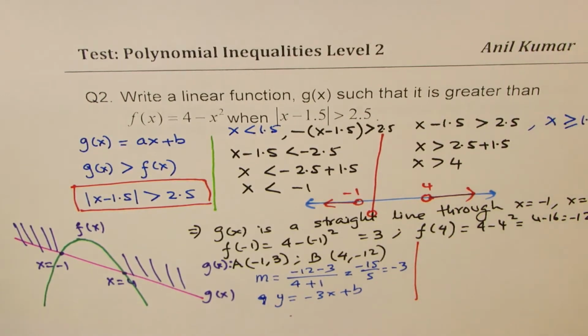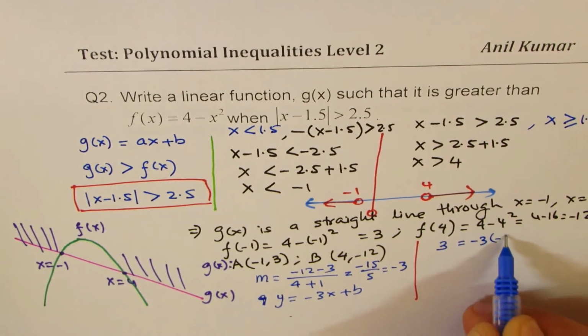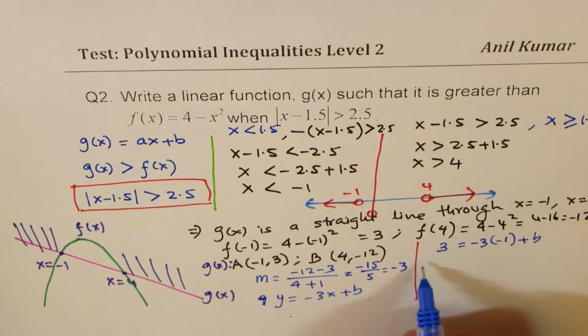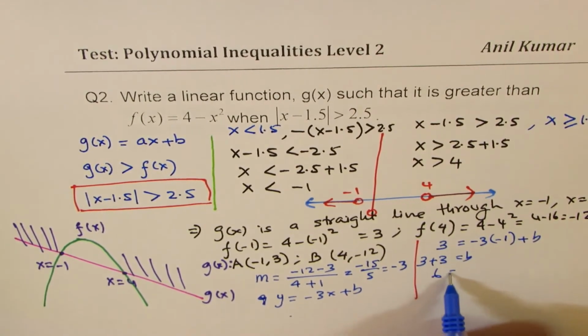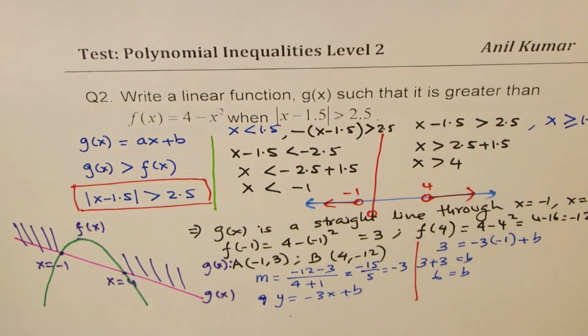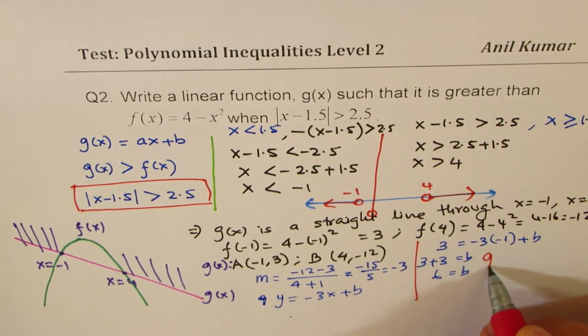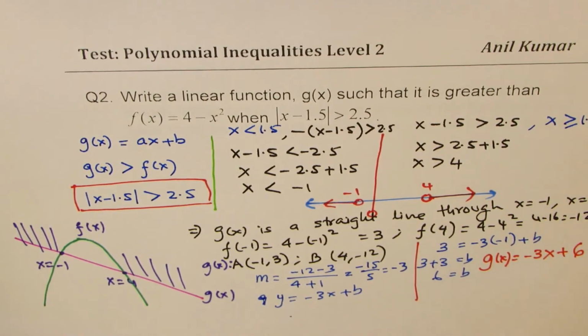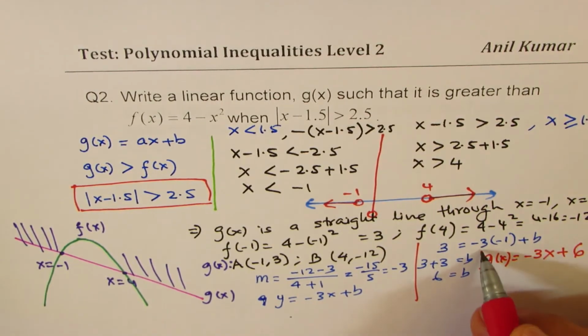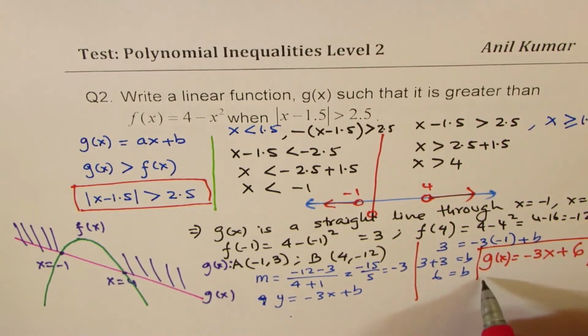So I hope it's clear. So let's put in the point minus 1, 3 to find b. So 3 for the y value, right? Minus 3 times minus 1 plus b. Bringing it to this side, we get 3 plus 3, which is 6. So b is 6 for us. Since b is 6, we can write down the answer: g of x is equal to minus 3x plus 6. Do you see that? So that is how we get the solution of this particular question.